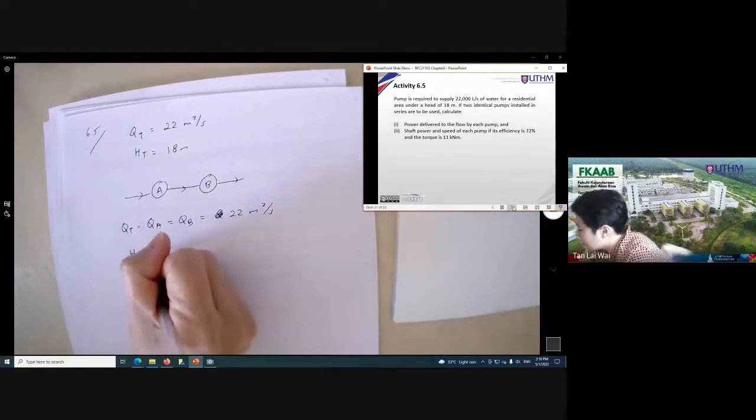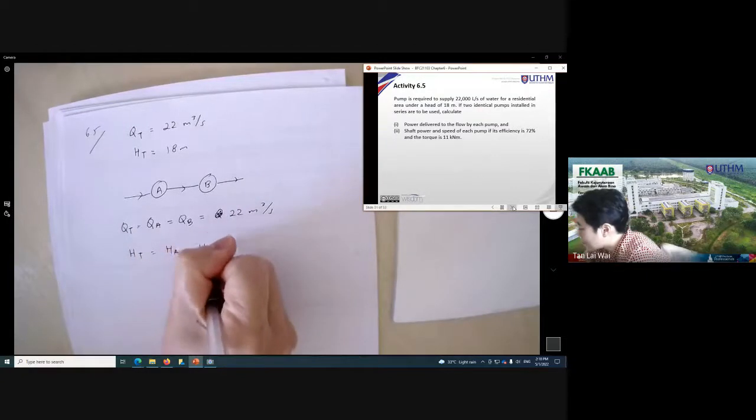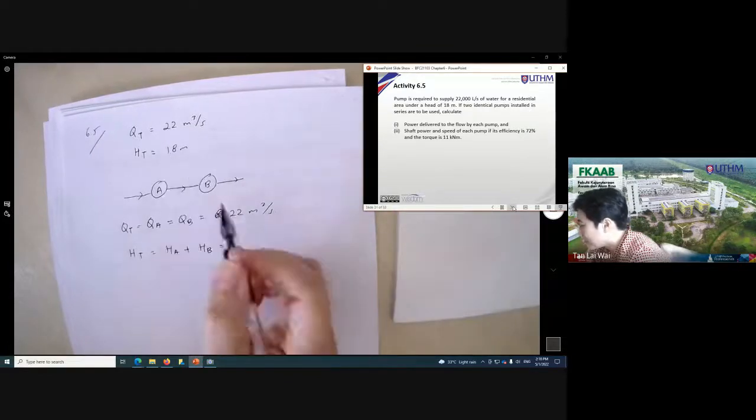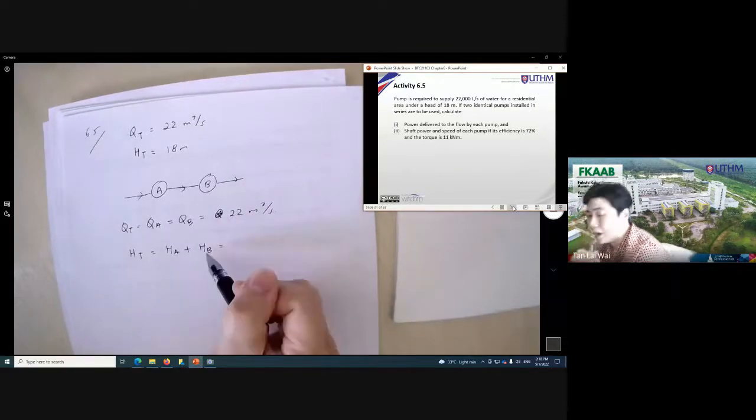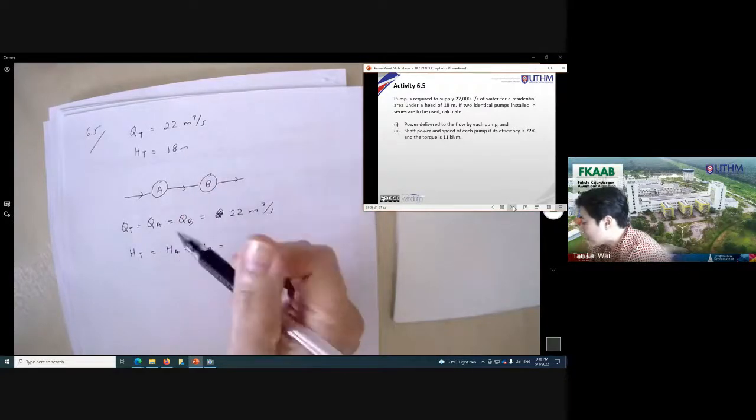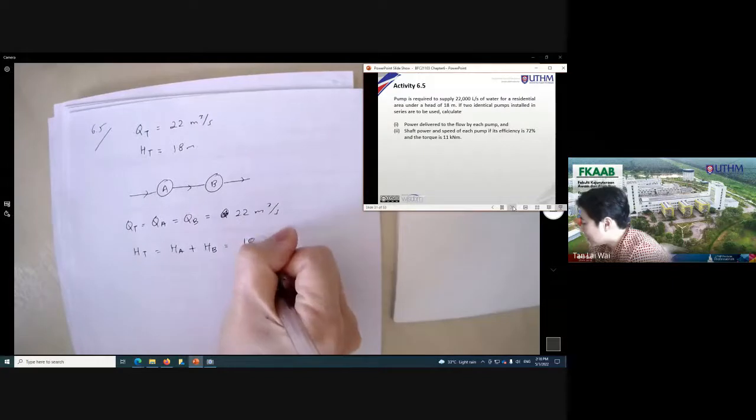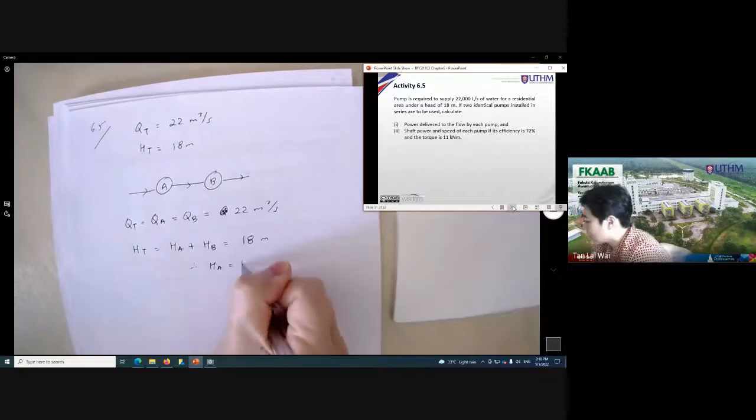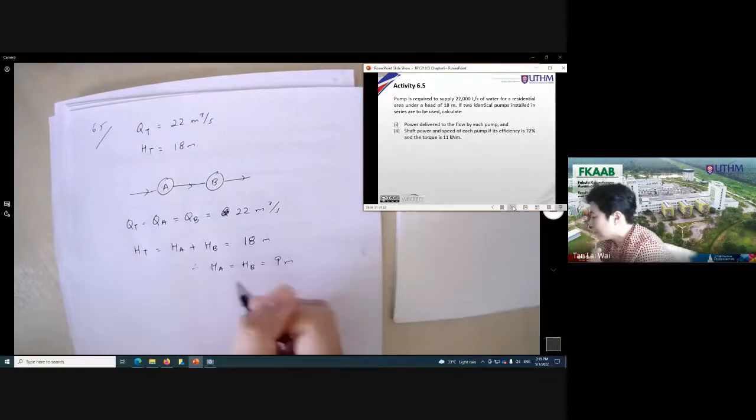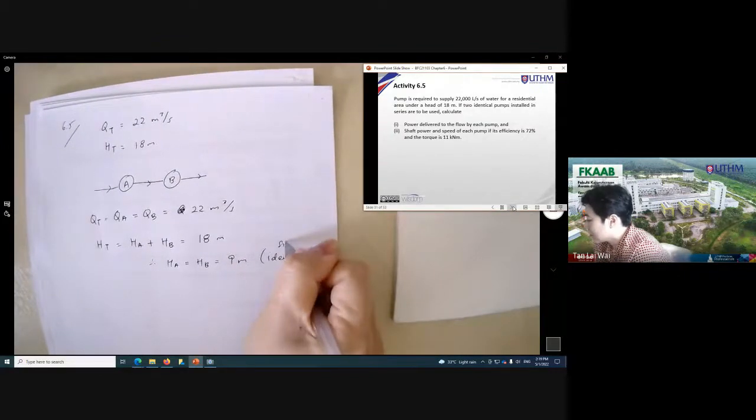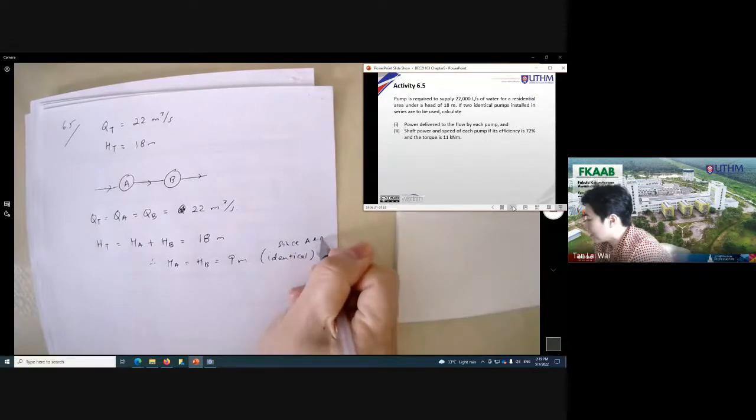HT is HA plus HB. Okay. By now you should know, because H total is 18, right? That means you are going to divide by 2. Since they are identical pumps, they would produce the same head then. So if you want to find HA and HB, that would be 9, right? Since the total will be 18. So HA equals to HB equals to 9, in this case, because they are identical.